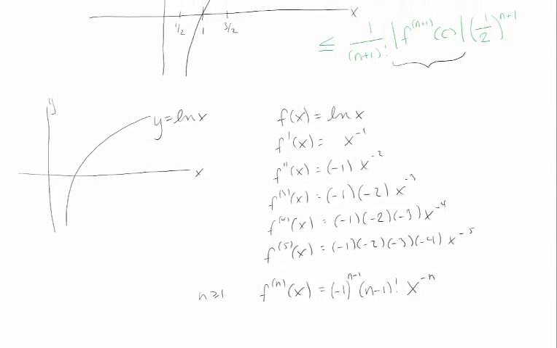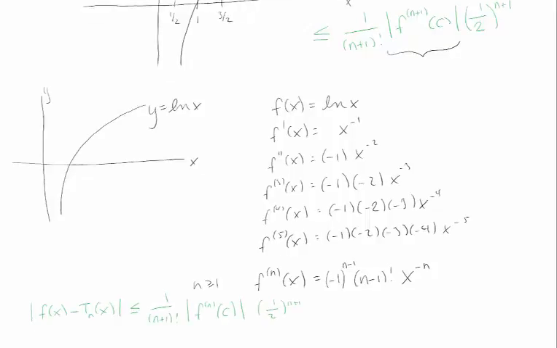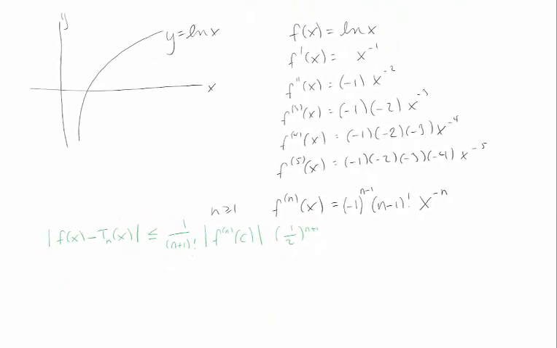Remember what our error approximation looked like. We'd gotten it to here, 1 over n plus 1 factorial times the n plus first derivative of something times 1/2 to the n plus 1. I can plug in what I know about the n plus first derivative of c.